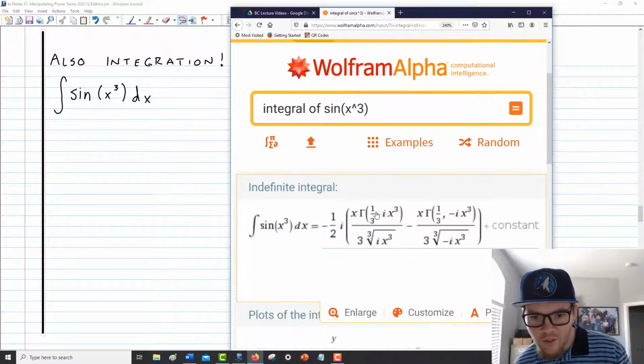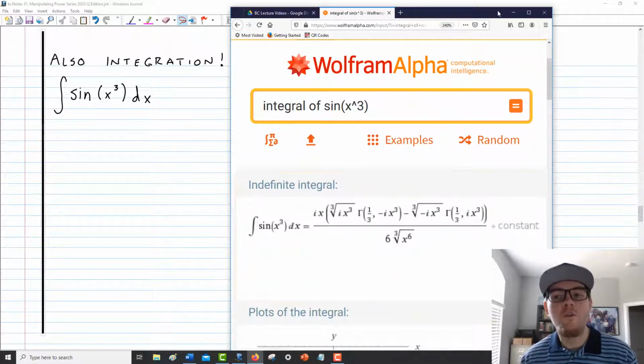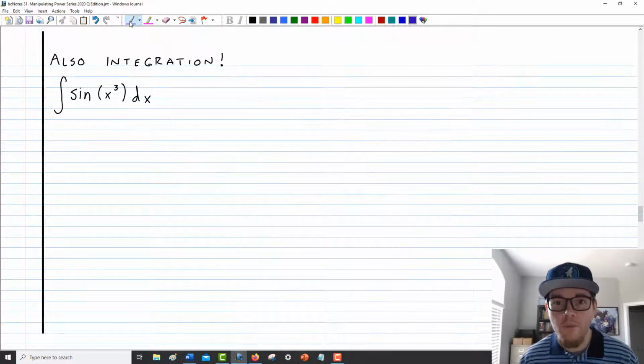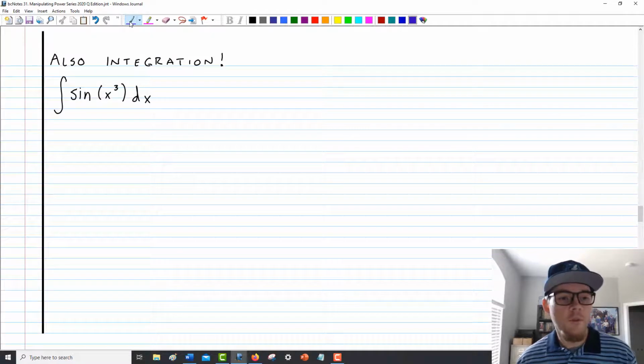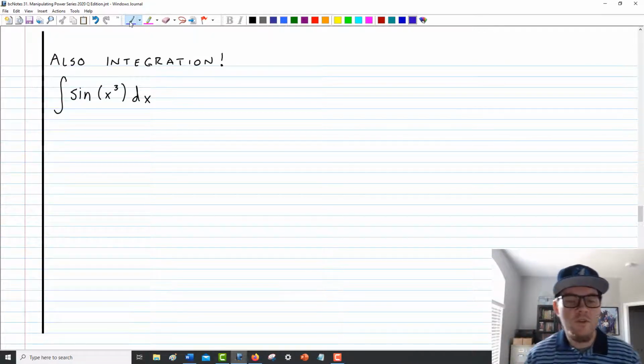Yeah, that doesn't look so good. This is showing us that there's not a closed form expression for this. We don't have it. This is non-antidifferentiable. We can't come up with a closed form expression. All we can do is write a function from 0 to x of sine of t cubed or something.